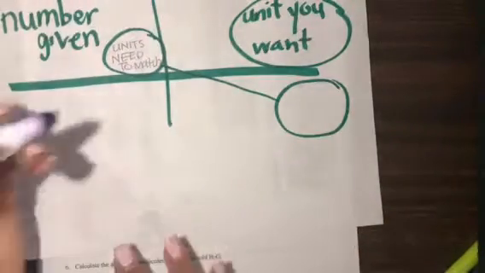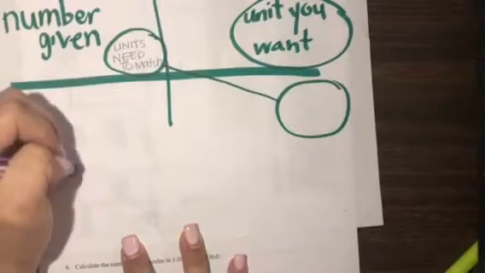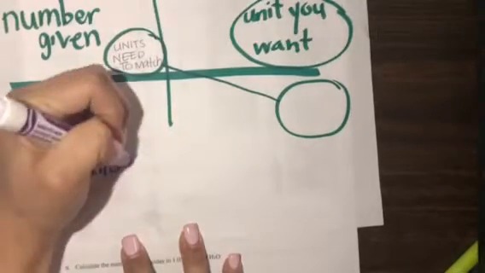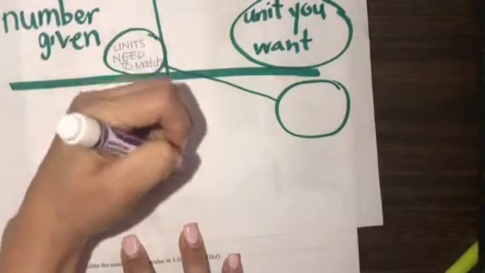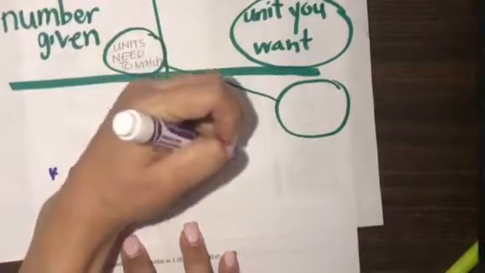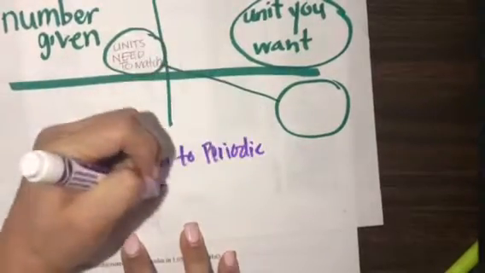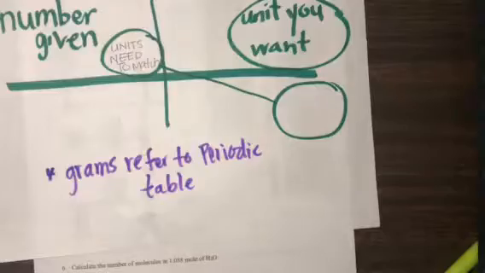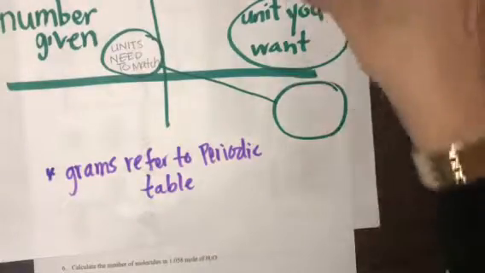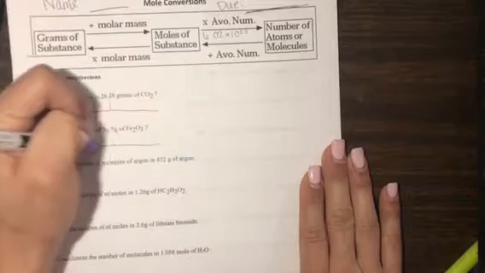I do want to write down that if it ever says grams, refer to your periodic table. If you're not sure what to do, if the problem says grams, you're going to use your periodic table. So we're only going to get better through practice. So let's start with number 1. You can always build your T-chart for all of these.